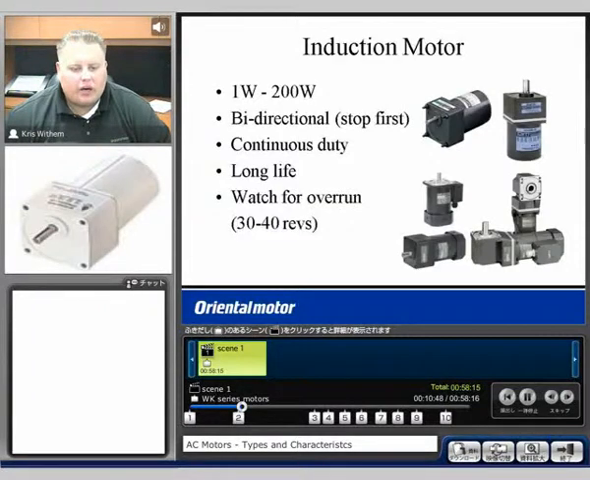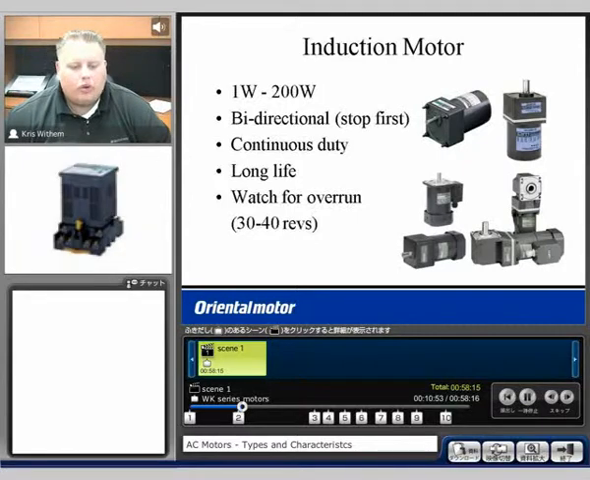Induction motors that we have here, we have basically a 1 to 200 watt motor. They're bidirectional, so the motor can rotate in clockwise, counterclockwise directions. However, it does require that you come to a stop first. After that, you can then switch the direction by either a switch or switching the leads on the capacitor, and then you can run this all day.